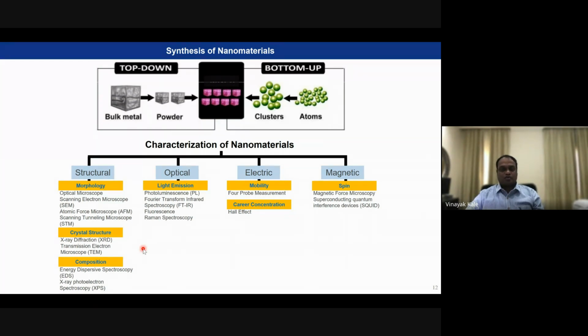Likewise, the optical properties can be studied with PL, FTIR spectroscopy, and Raman spectroscopy, whereas electrical properties can be studied with the help of four-probe measurement and Hall effect. And lastly, magnetic properties can be studied with the help of SQUID, that is superconducting quantum interference devices. So with these techniques, we can characterize nanomaterials, and then we can apply them as per our requirement or as per our wish.